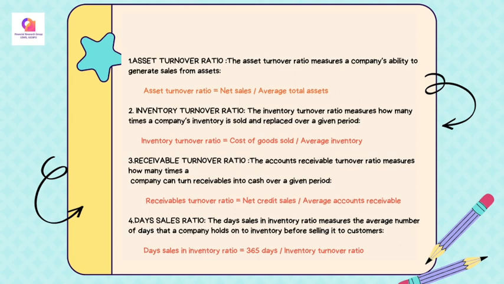The day sales in inventory ratio measures the average number of days that a company holds on to inventory before selling to its customer. The day sales in inventory ratio formula is 365 days upon inventory turnover ratio.